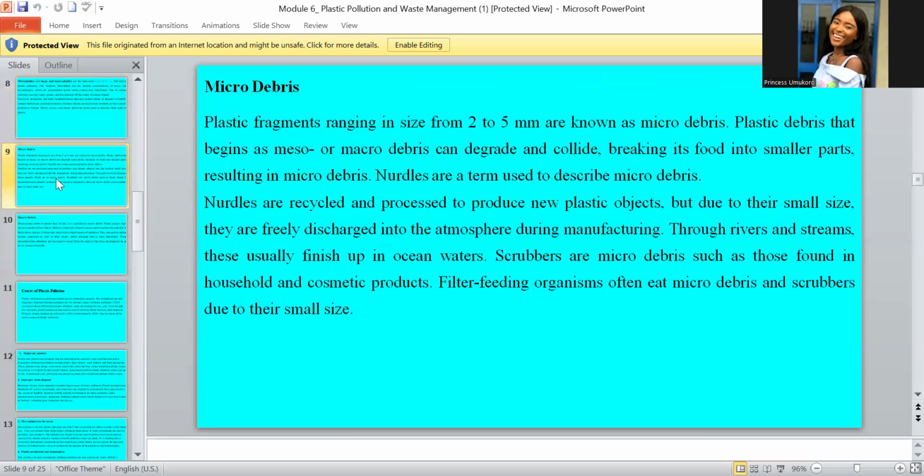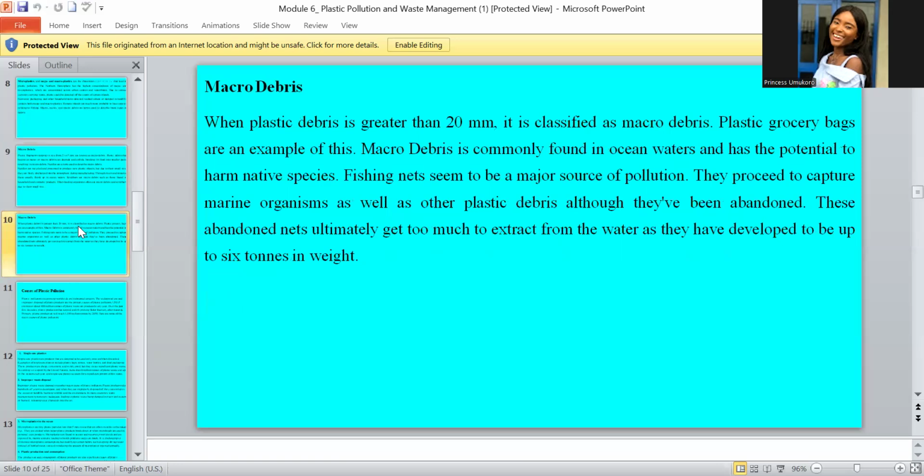Now, what is micro debris? These are plastic fragments ranging in size from 2 to 5 millimeters. Plastic debris that begins as meso or macro debris can degrade and collide, breaking into smaller parts, resulting in micro debris. Nodules are a term used to describe micro debris.